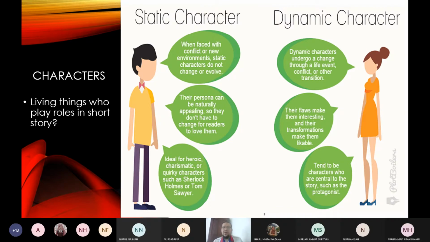So yang you kena faham, static tu tak berubah, dynamic berubah. Alright, macam mana tengok? You tengok dia punya flow of the character. So character kita tengok dari segi situ lah.